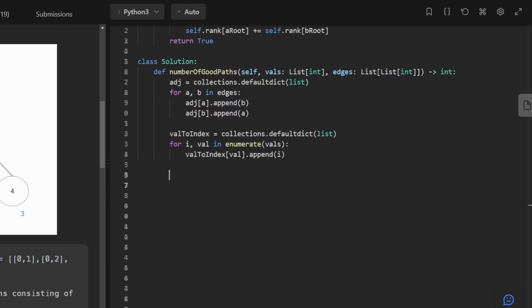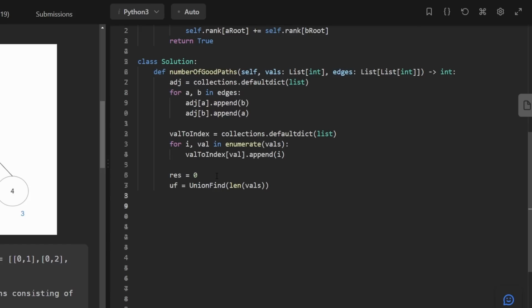Now remember, the result we're trying to get here is how many good paths there are. Initially, I'm going to set that to 0. We also need to create our union find data structure. We have to initialize it. What are we going to initialize it with? Well, how many values do we have? Well, we can just take the length of values to do that.